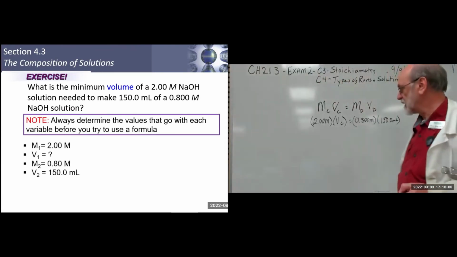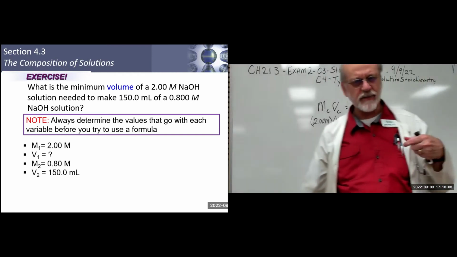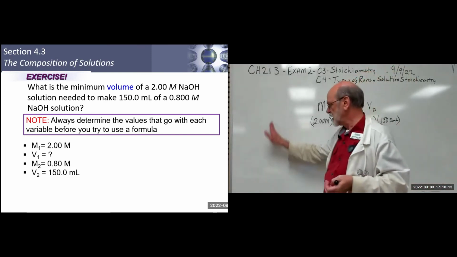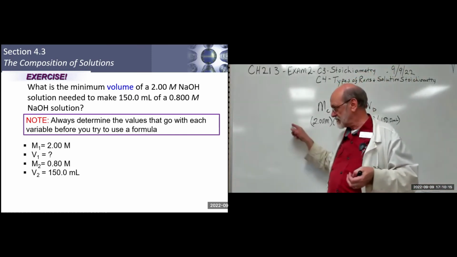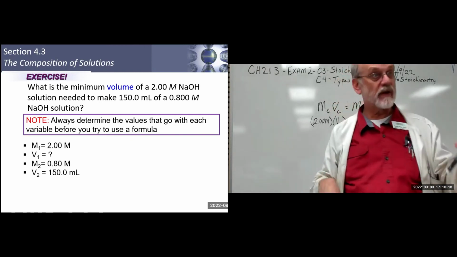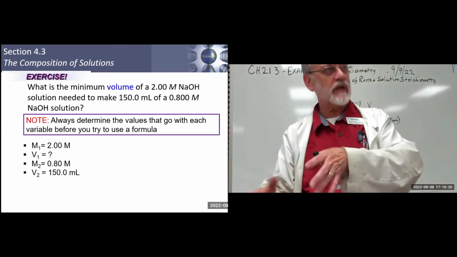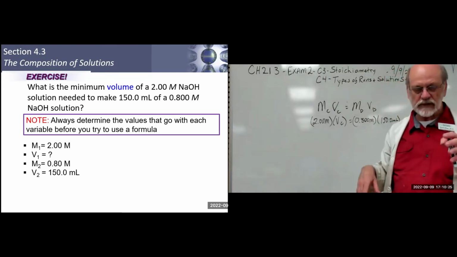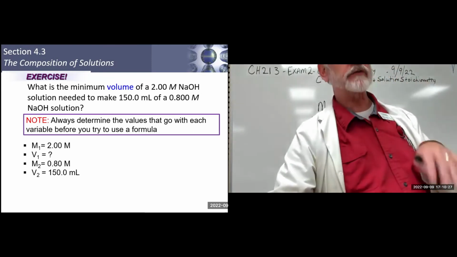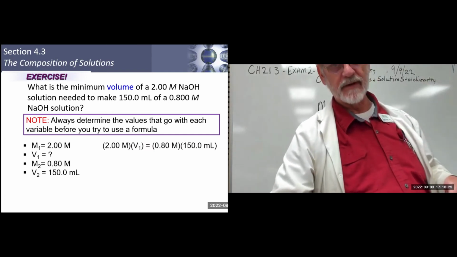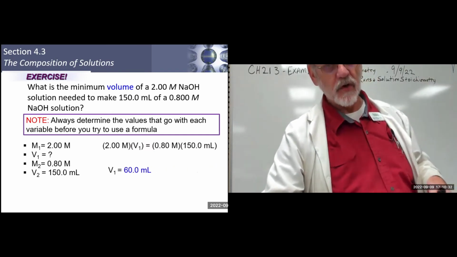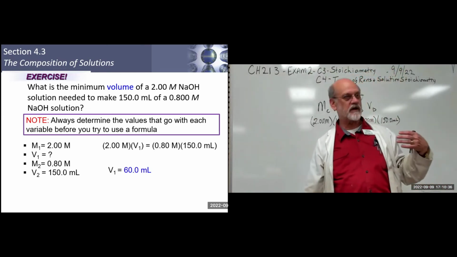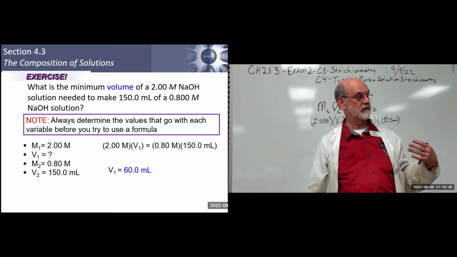Oh, this is illustrating. It's probably a good idea, especially if you're in the heat of an exam, to make a list and put the items in there where they belong. Then you can use the formula and not make a mistake. So I went directly to this, but sometimes it's better to make your list first and then plug the numbers in. So the volume would be 60 milliliters. If we had used liters, it would come out as 0.060 liters.